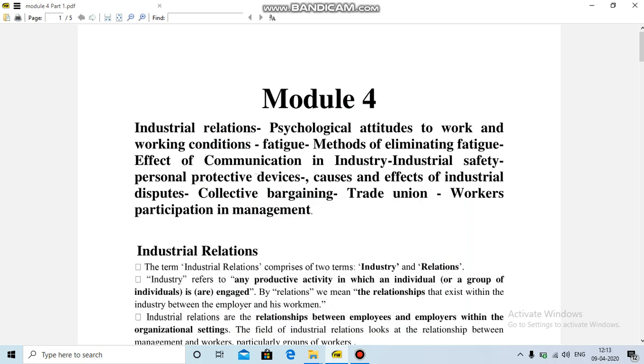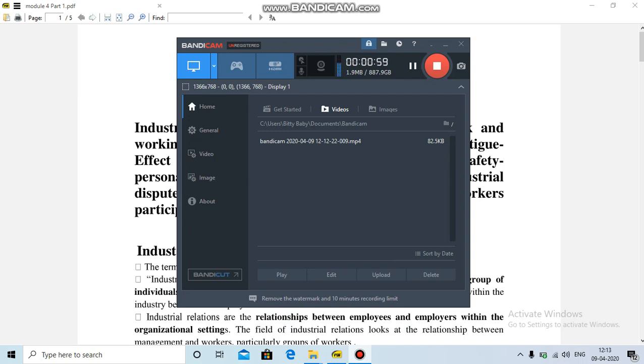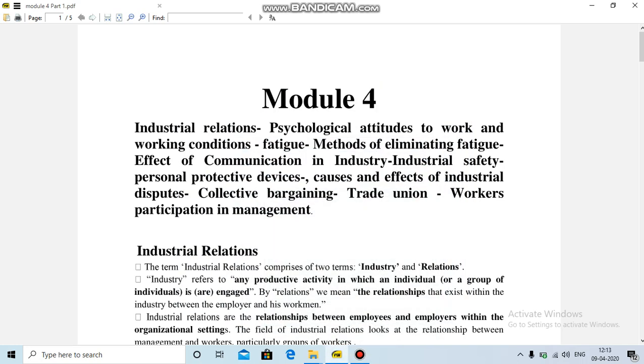Another important term is fatigue, and what are the methods to eliminate fatigue? The third term can be communication. The fourth term can be industrial safety, protective devices, and other causes of disputes, etc. So in this session, we are trying to explain the first part. I'm not using a PowerPoint presentation for this module.